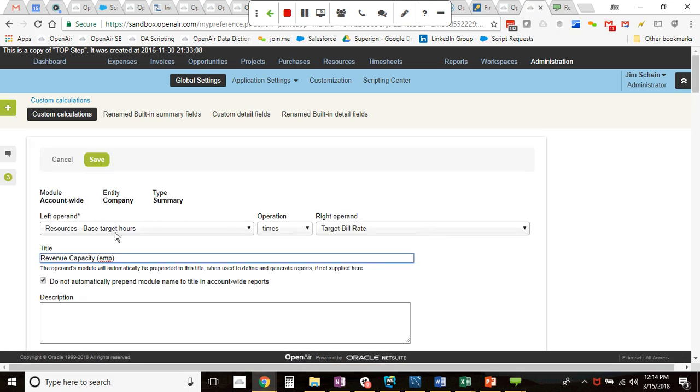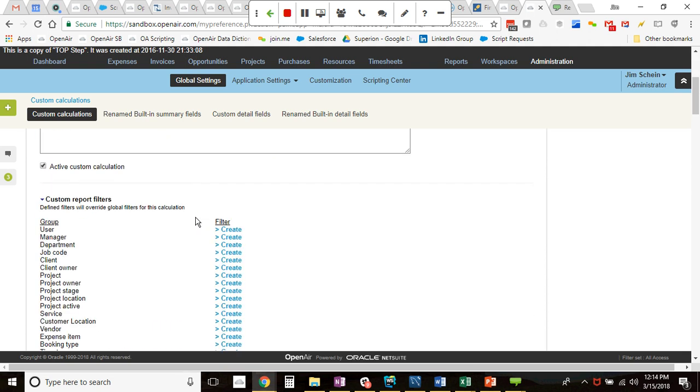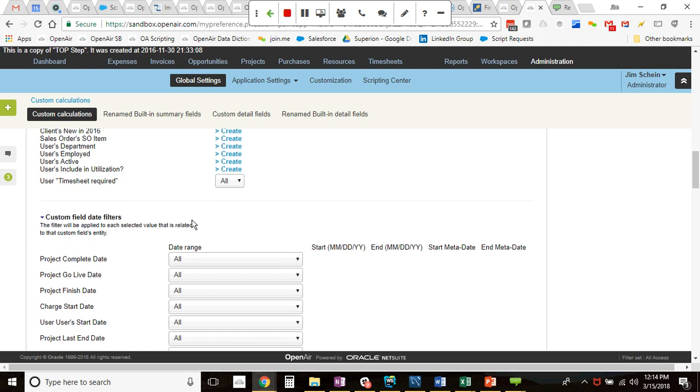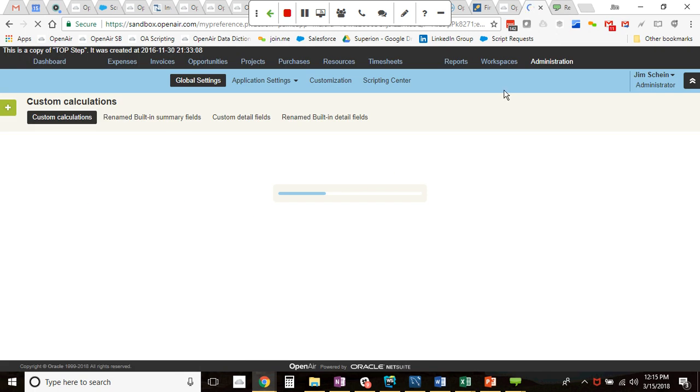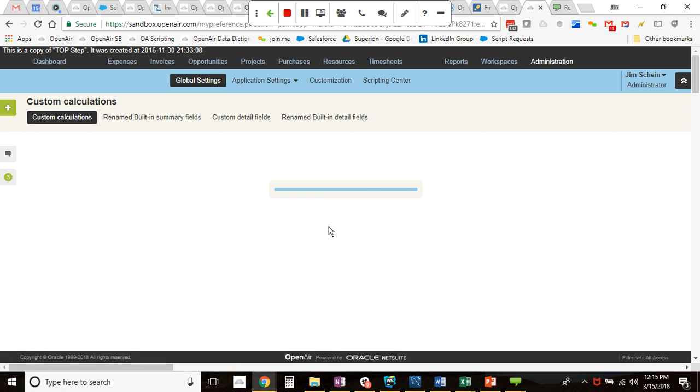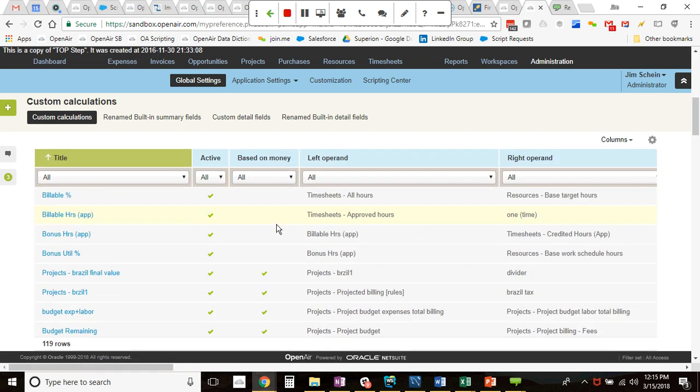you can see we're looking at the base target hours times the target bill rate for that person. Okay. So that should show us exactly how much we would expect to bring in for anybody who is an employee. Their target hours for their base work schedule times their target bill rate. If we look at the same thing for new hires, we'll find that value again.